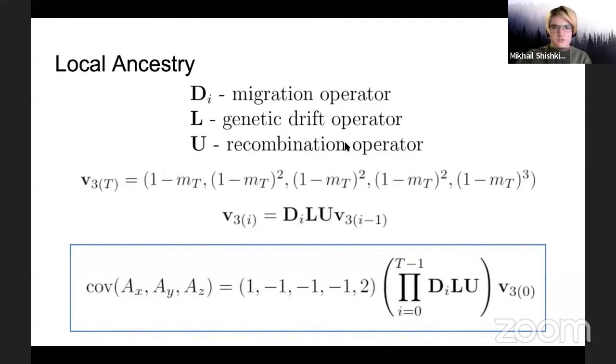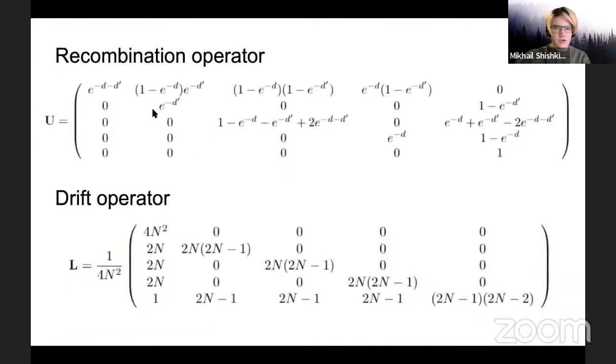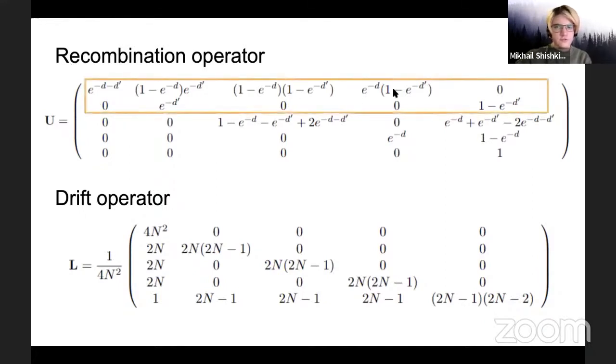And now let's look at these linear operators and try to understand how we can get them. So here you can see the recombination operator, and let's look at the first 2 rows. So how can we get the vector for the next generation? We just have a product of this matrix and the vector for the previous generation. So we multiply the first column by the first probability, plus the second column multiplied by the second probability.